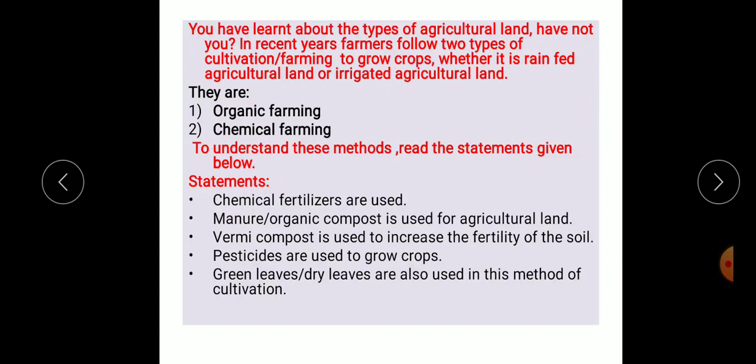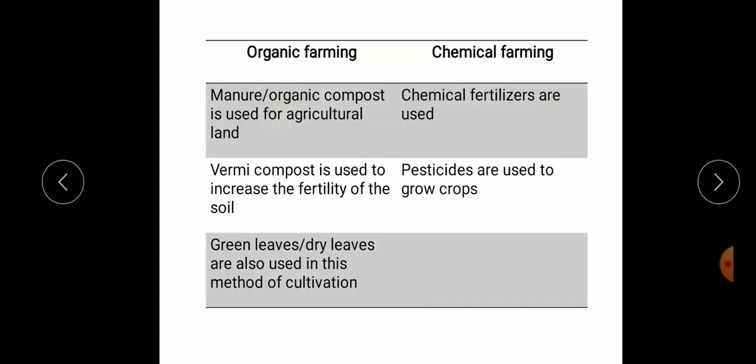First one is chemical fertilizers are used. Manure and organic compost are used for agricultural land. Vermicompost is used to increase the fertility of the soil. Pesticides are used to grow crops. Green leaves and dry leaves are also used in this method of cultivation. Now, you separate the organic farming and chemical farming.